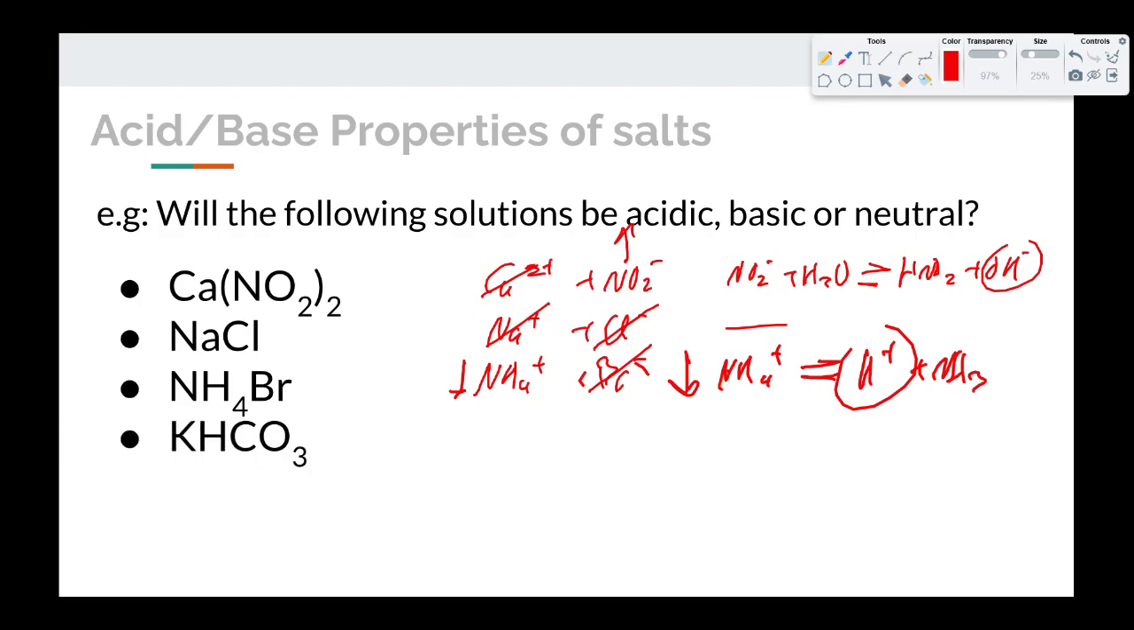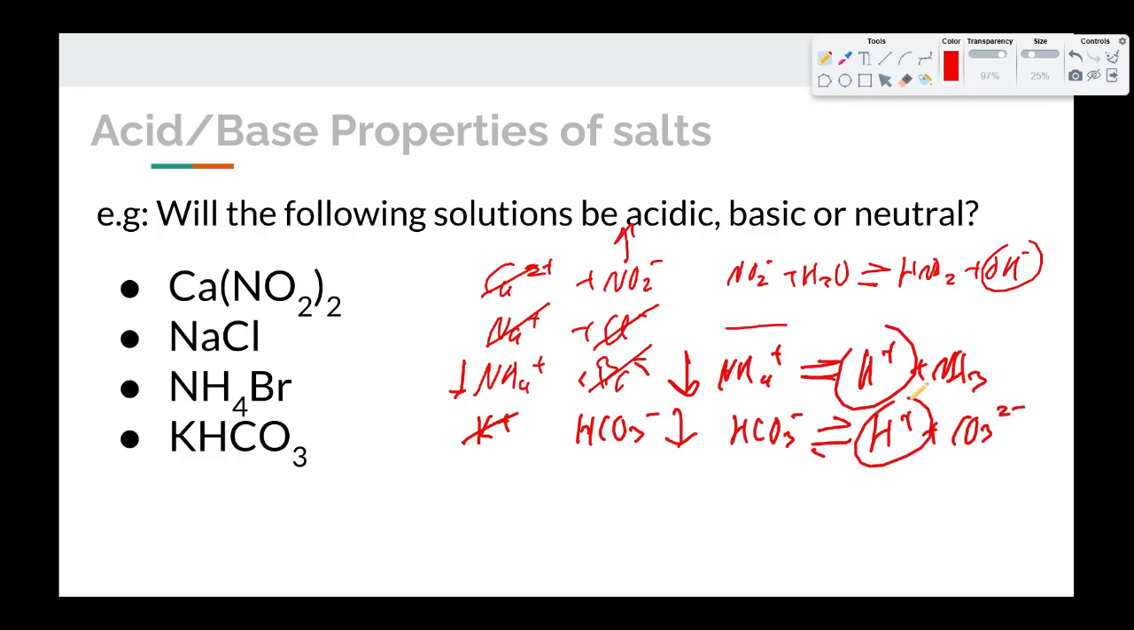It's an acidic salt. KHCO3. This is going to give you K pluses and HCO3 1 minuses. This is the cation from a strong base. No effect on pH. This is an anion that starts with H. That's going to lower the pH because it's a weak acid. HCO3 minus is going to ionize to give you H pluses and CO3 2 minuses. That will lower pH.